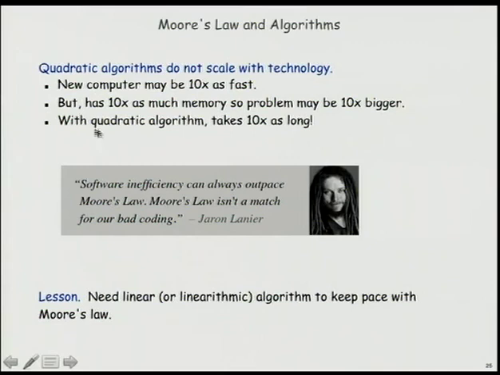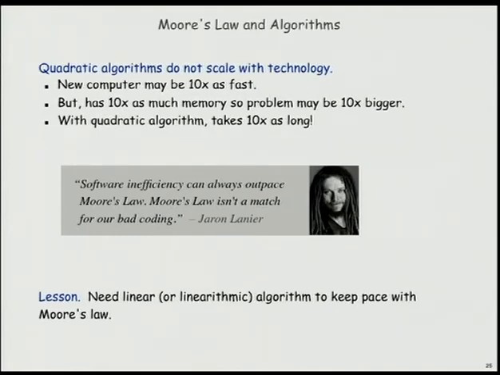Now you could use this and argue that, well, just wait and then the faster computer will come. But now let's look at this argument. So we have a quadratic algorithm, and we could argue that we now have a new computer that will be 10 times faster. But the problem with the human race is, if we have a 10 times faster computer, we will also have 10 times as much memory, and so we will have a problem that will be 10 times bigger, since that's what we're trying to do.